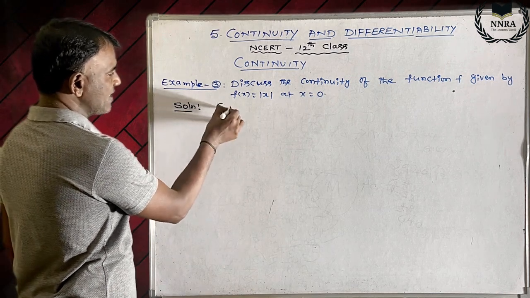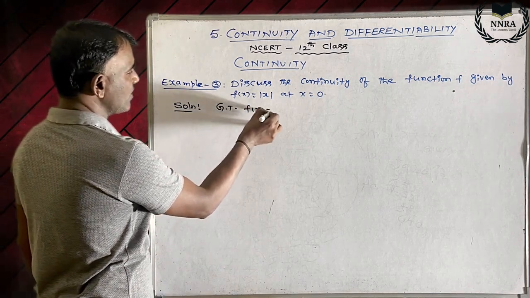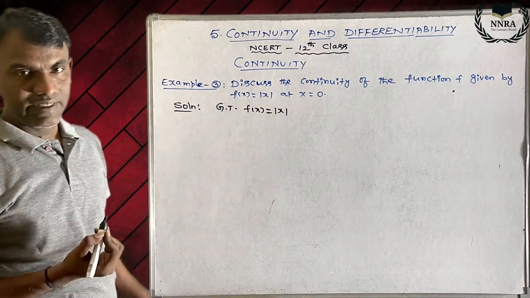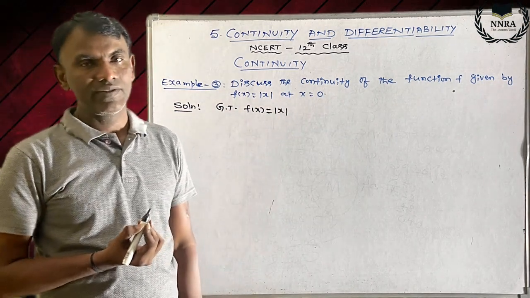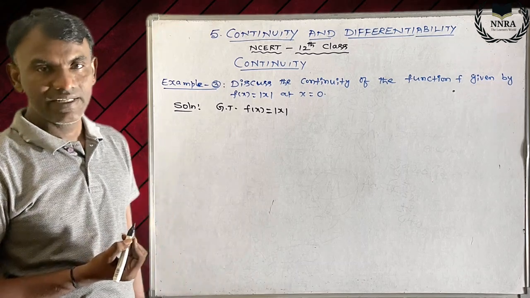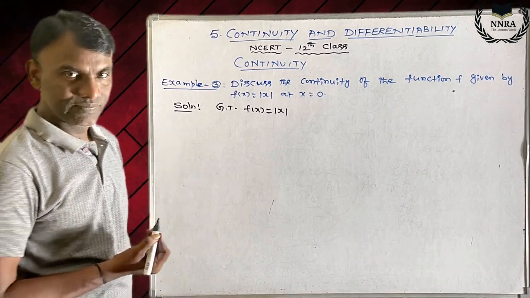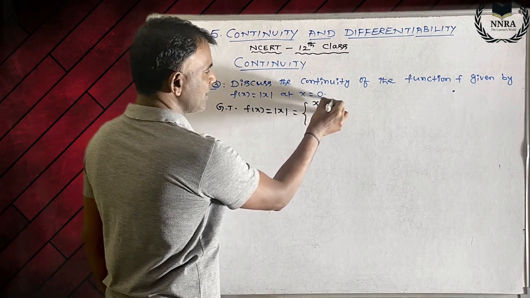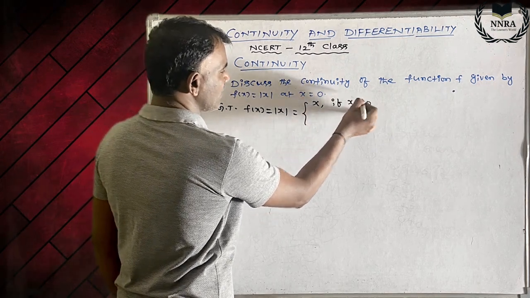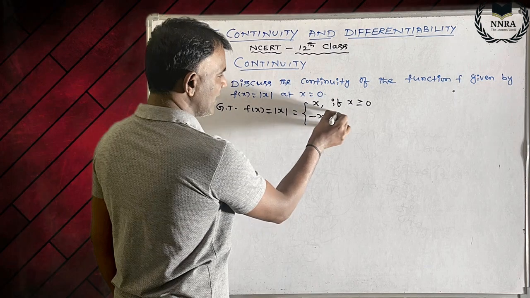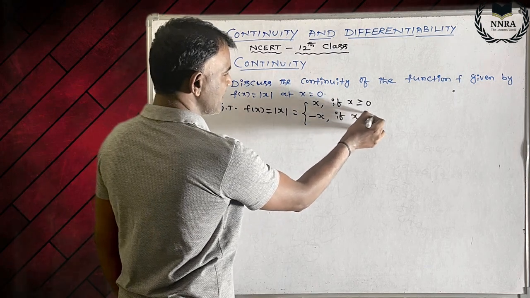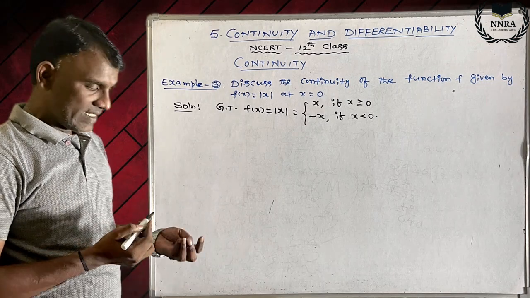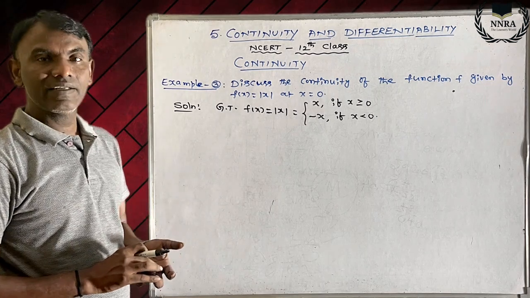Now what is the given function here? f(x) = |x|, I mean modulus of x. And there is one definition for modulus of x we studied in first year. Clear? What is the definition? |x| = x if x ≥ 0, and -x if x < 0. Clear? So less than or greater than is given.